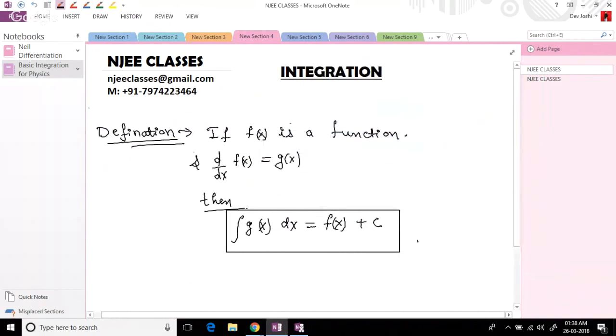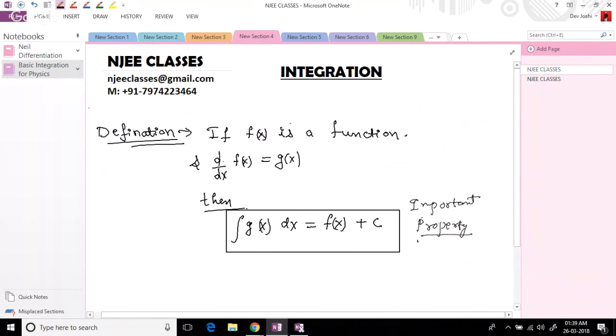All right. So another definition, if I define integration: if f(x) is a function and the differentiation of f(x) is going to be equal to g(x), then the integral of g(x) with respect to x will be equal to the function itself. This is a very important property of integration.